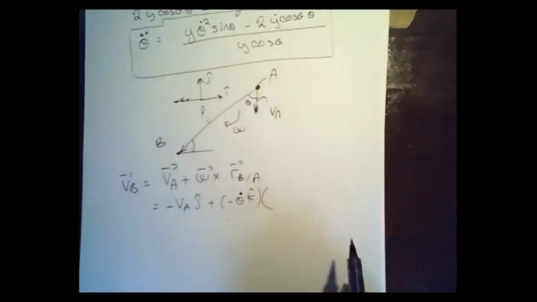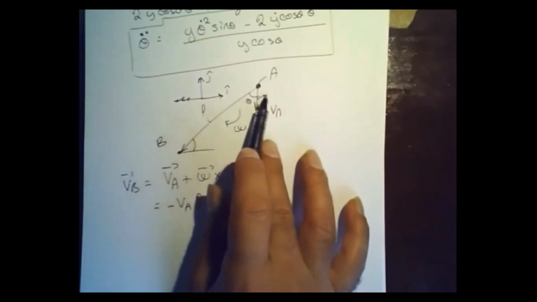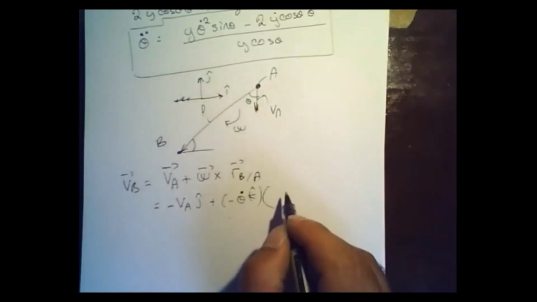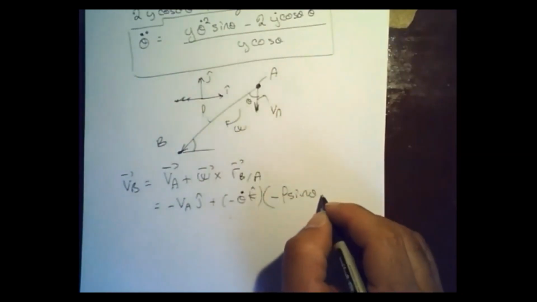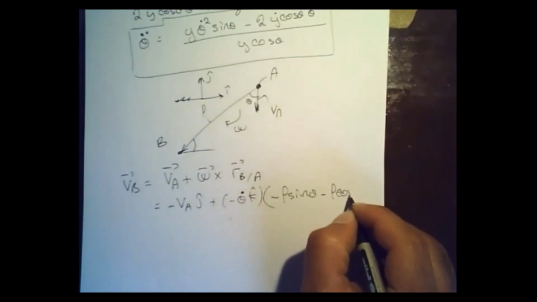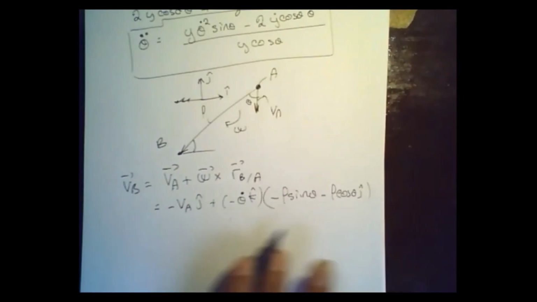What would be RBA in this case? So in the I direction, it is minus, right? So minus L sine theta. How about in the J direction? It is also minus L cosine theta J. Okay, and then this is what you have to do.